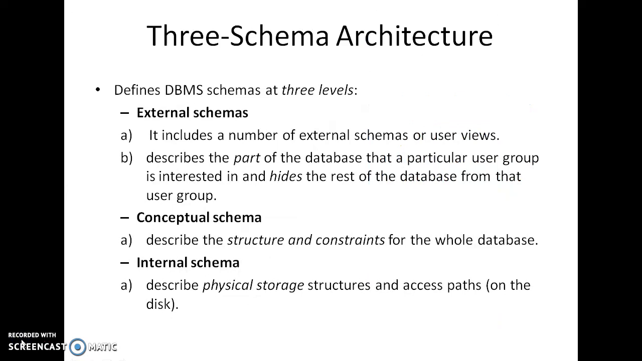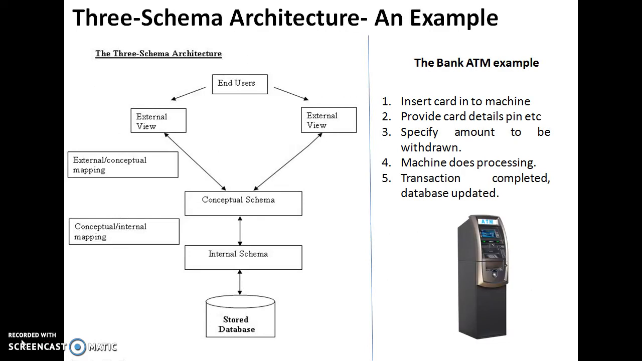The last schema is called internal schema, which describes the physical storage structure and access paths on the disk. This schema is very important because here the database which is present on the disk, the access path, the indexing takes place at this level. And here in this diagram we can see that internal schema is the closest to the stored database.